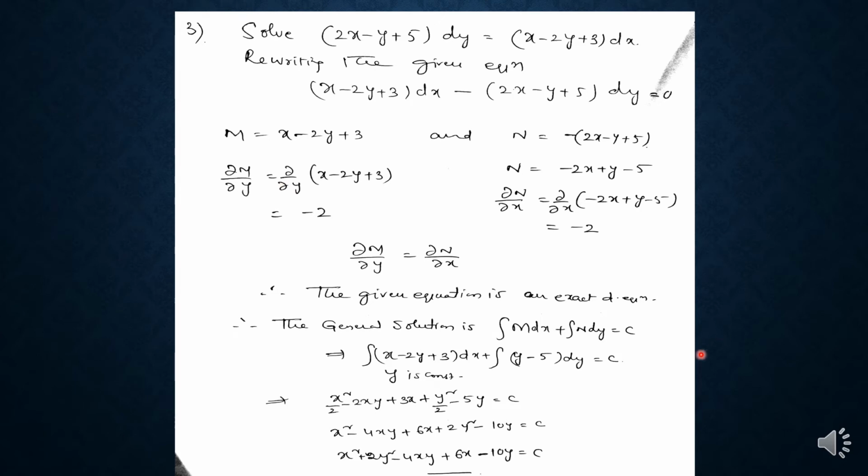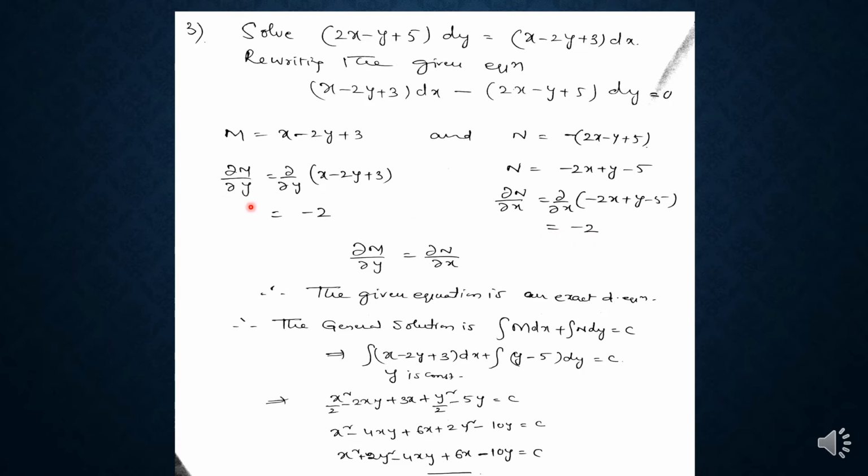Now coming to the function N is equal to minus 2x plus y minus 5. Now find dou N by dou x. That is the partial derivative of N with respect to x, that is dou by dou x of (minus 2x plus y minus 5). In partial differentiation, while differentiating with respect to x, y will be treated as a constant. So dou by dou x of minus 2x is minus 2, plus dou by dou x of y is 0 because y is a constant, and dou by dou x of minus 5 is 0. So dou N by dou x is equal to minus 2.